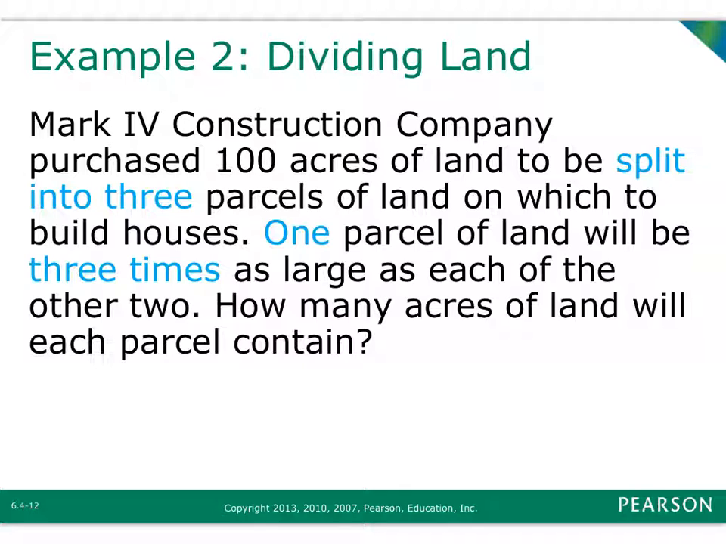Mark IV Construction Company purchased 100 acres of land to be split into 3 parcels of land on which to build houses. One parcel of land will be 3 times as large as each of the other 2. How many acres of land will each parcel contain?